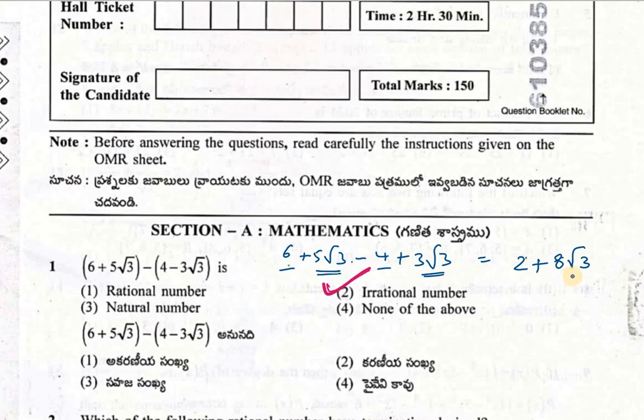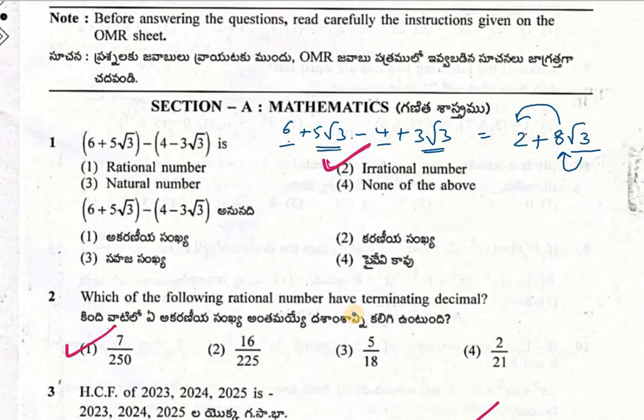So here we know that root 3 is an irrational number. So if you multiply an irrational number with an integer, you will get an irrational number. And if you add an irrational number with an integer, you get an irrational number. So the answer is 2, irrational number.